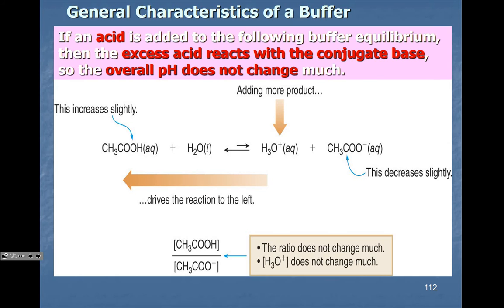Okay, the same thing's going to happen with a base, but we're going to be adding OH- instead of H3O+. We okay to go forward? Jace, you with me? Okay. Just off into space a little bit.